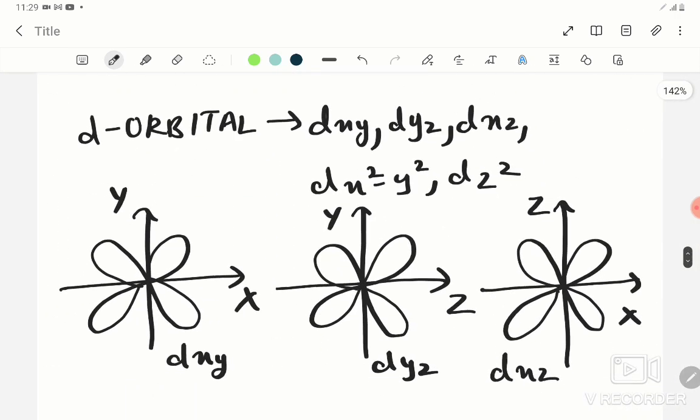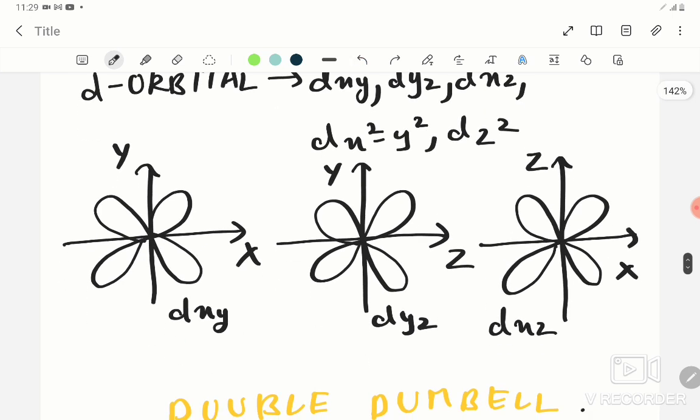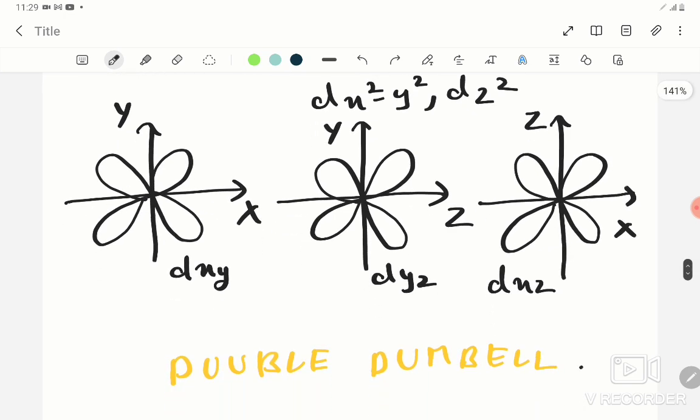Moving ahead guys, D orbitals are of five types: dxy, dyz, dxz, dx square minus y square and dz square. Guys, the first three orbitals dxy, dyz and dxz have similar shape. आप यहाँ नीचे देख सकते हो that for dxy, the two dumbbell are between x and y axis. Guys, therefore the name of the shape is double dumbbell. Similarly guys, for dyz, the two dumbbell are between y and z axis. And finally for dxz, the two dumbbell are between x and z axis.